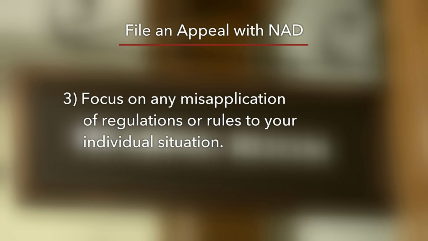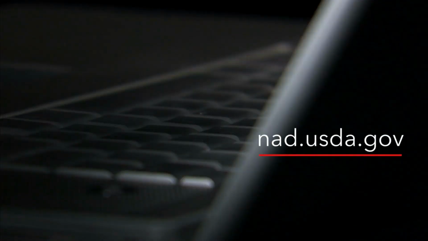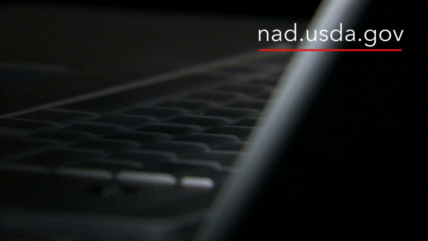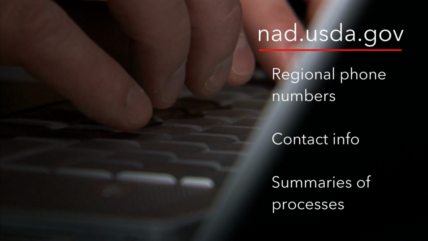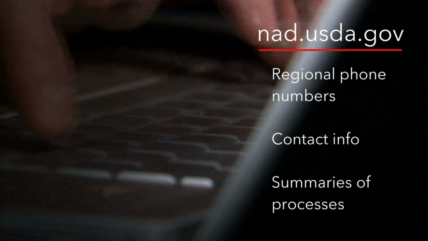Third, focus on any misapplication of regulations or rules to your individual situation. And fourth, consider whether equitable relief is available. The U.S. Department of Agriculture's National Appeals Division is here to serve you, and that begins with the many resources available on our website, nad.usda.gov. You'll find regional phone numbers, contact information, and summaries of all the processes that are part of the appeals process.